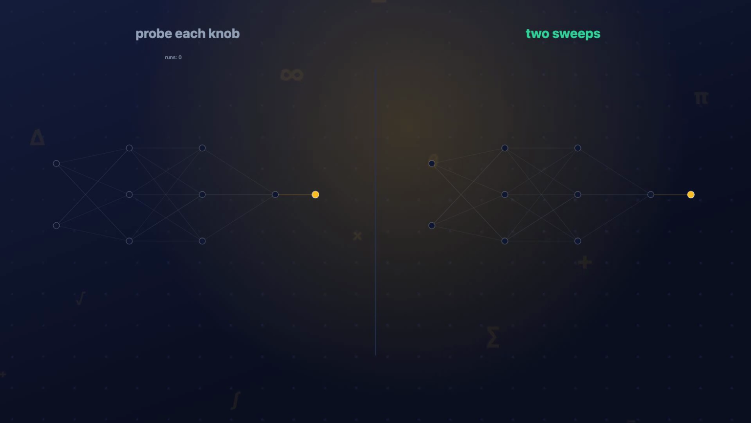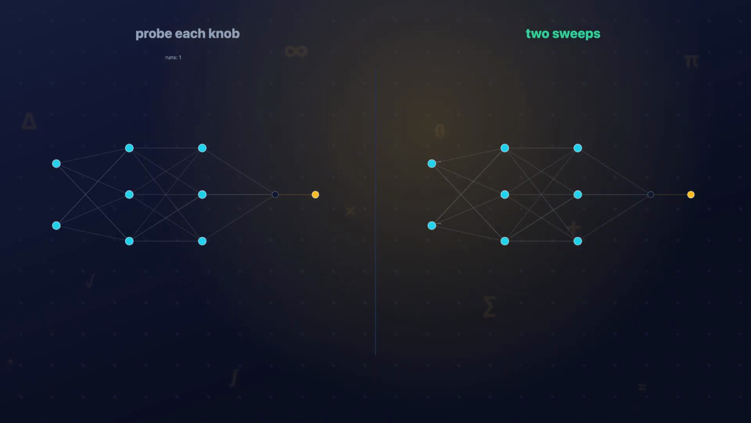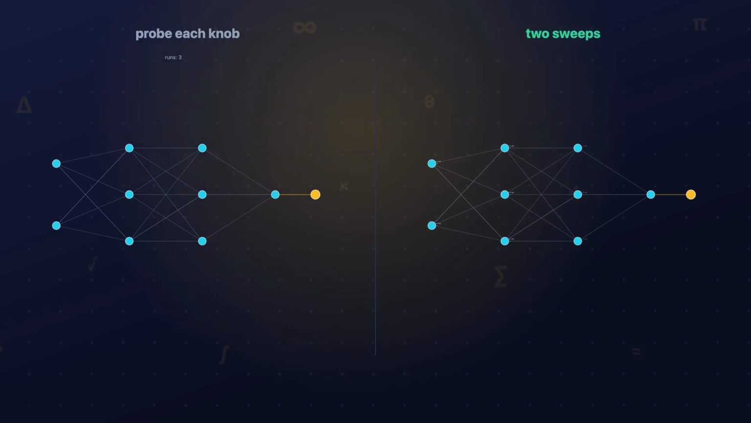Alright, race time. On the left, the honest brute. Nudge a knob, rerun the whole network, write down one slope, repeat. On the right, one forward run to stamp the receipts, one backward sweep to spend them. Same slopes, identical numbers. And look at the left side, still grinding. It pays a full run per knob, a trillion in a real model. The right side finished ages ago. It paid 2.